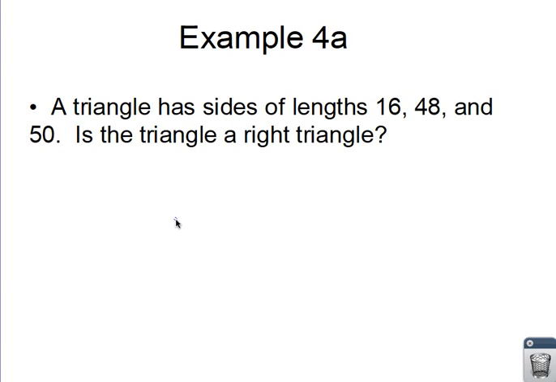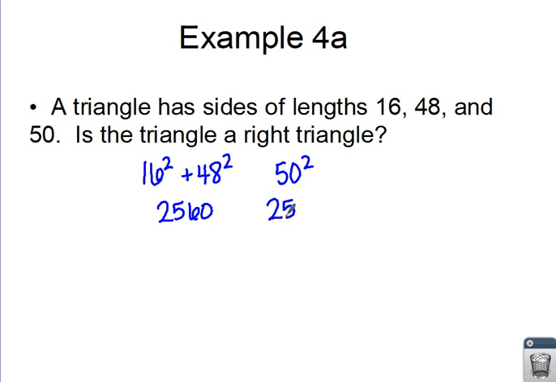Alright, so how about this one? It says it has a 16, a 48, and a 50. So we'll do 16 squared plus 48 squared, and then you always use the biggest number as what could be your c squared. Okay? So we'll do 16 squared plus 48 squared, get 2,560, and then 50 squared is 2,500. So no, this is not a right triangle because these are not equal. Okay, it has to be equal in order for it to be a right triangle.